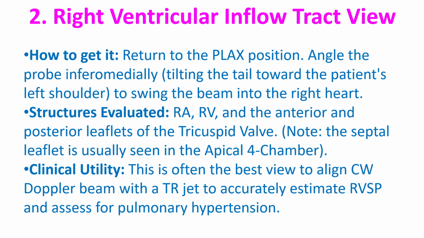Structures evaluated include the right atrium, right ventricle, and the anterior and posterior leaflets of the tricuspid valve. The septal leaflet is usually seen in the apical 4-chamber view. This is often the best view to align the CW Doppler beam with a TR jet to accurately estimate right ventricular systolic pressure and assess for pulmonary hypertension.